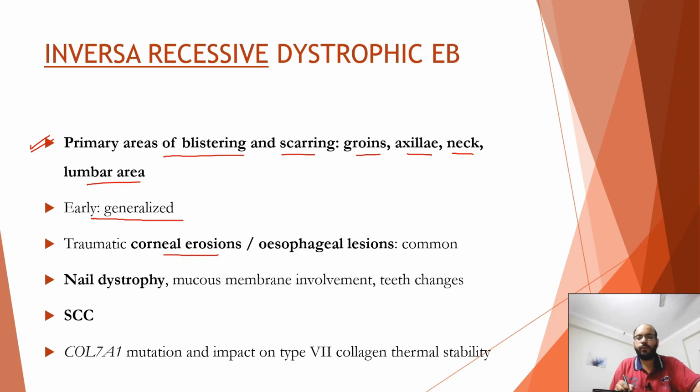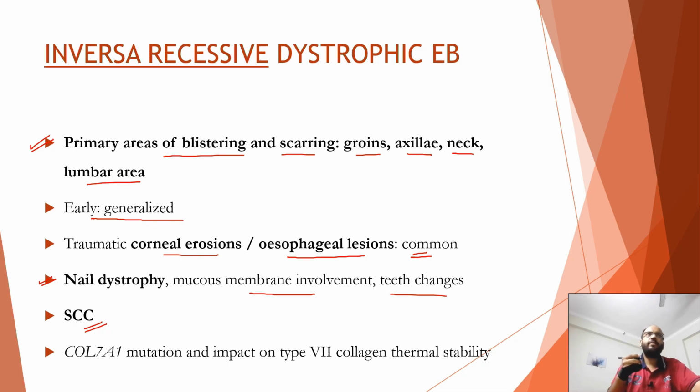There are traumatic corneal erosions and esophageal lesions. They are very common in this form. Nail dystrophy is present, mucous membrane involvement is present, teeth changes are present. The inversa form is also associated with a lot of SCC formation, so we need to keep that in mind.